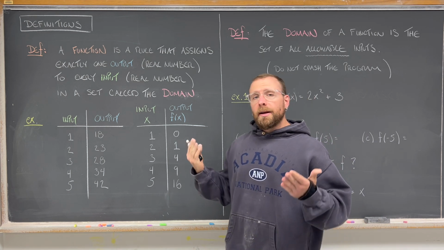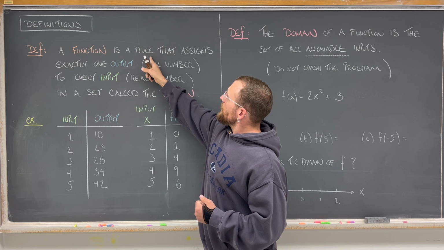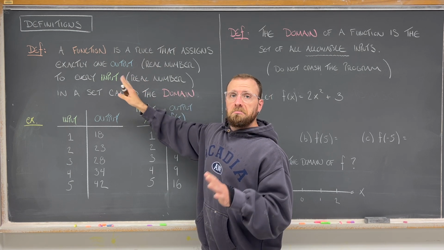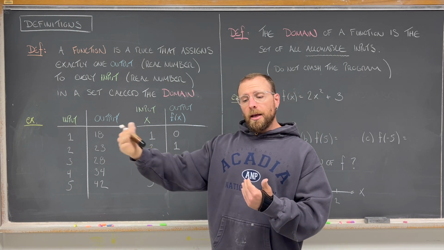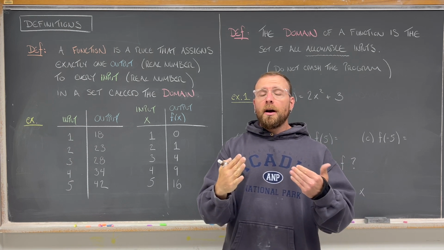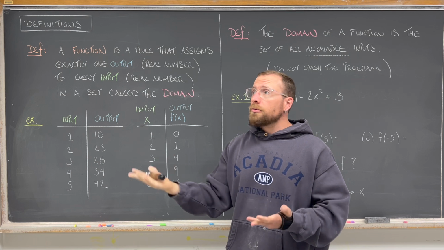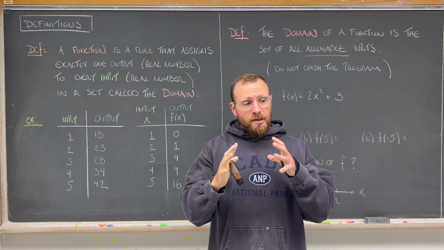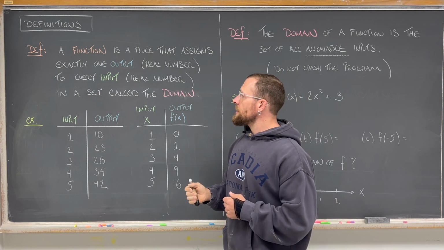All right, so what is a function? Here's the definition. A function is a rule that assigns exactly one output to every input. Okay, it has everything to do with inputs and outputs. Input is what goes into a function. A function follows a rule or a procedure or a program or an algorithm to, from that input, produce some output. That's it. That's what a function does.